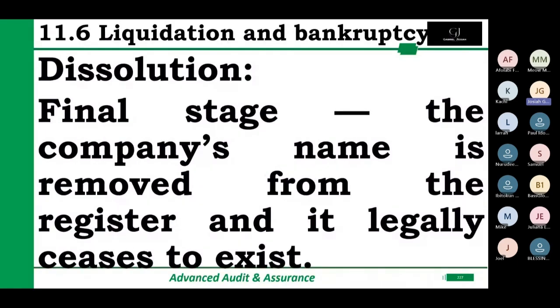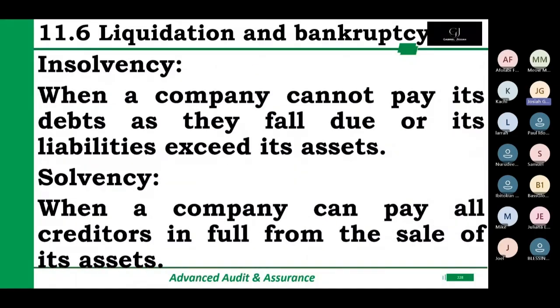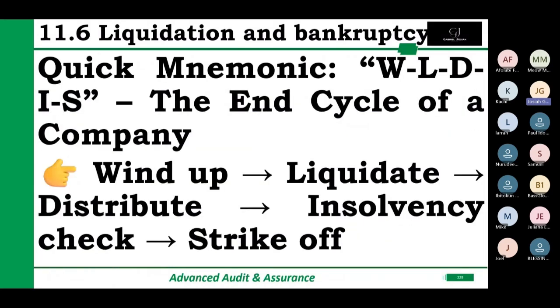Then dissolution speaks to the final stage where the company's name is removed from the register. That's the CAC, and it has legally ceased to exist as a corporate person. That's the idea around dissolution. Then insolvency speaks to when a company cannot pay its debts as they fall due, whether short-term or long-term, and its liabilities exceed its assets. Then the company is insolvent. And solvency talks about when a company can pay all its creditors in full from the sale of its assets. The company is still solvent. So generally, these are the general ideas around winding up, liquidation, dissolution, insolvency, and solvency.